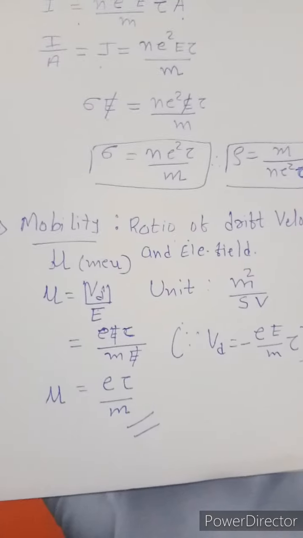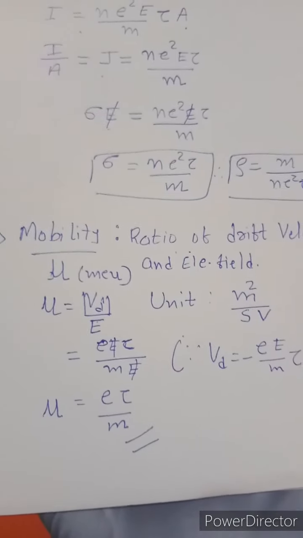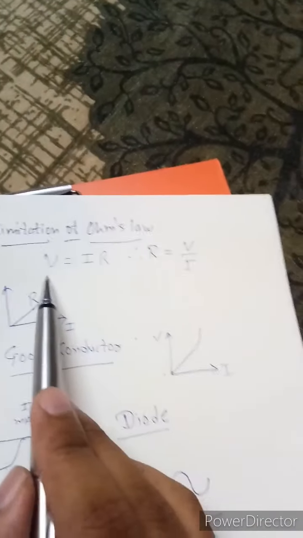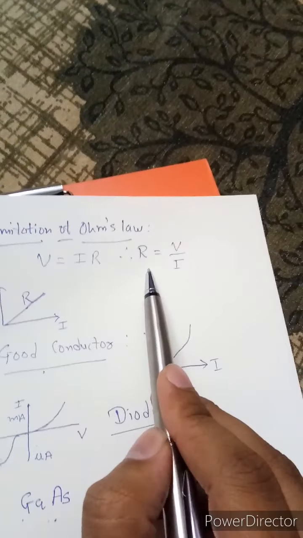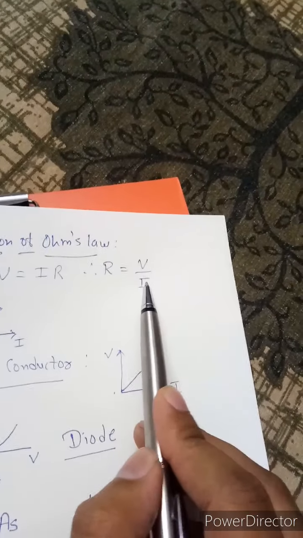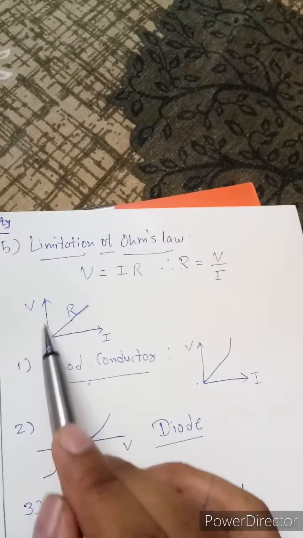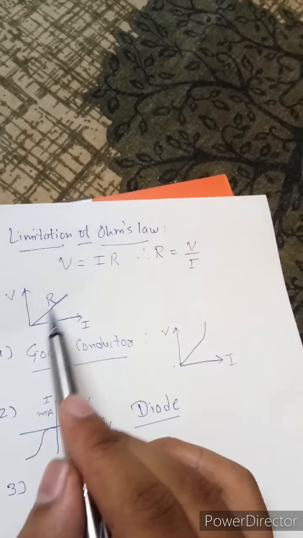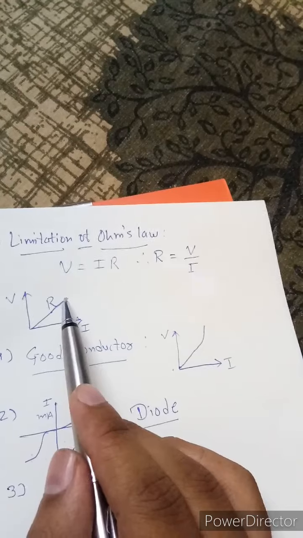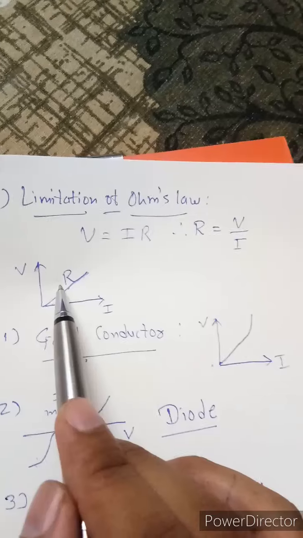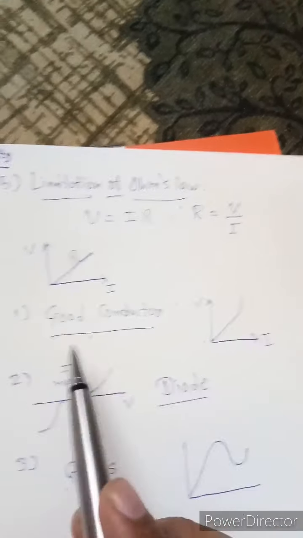Let's move to the next topic, which is the limitation of Ohm's law. As we know that Ohm's law is V = IR. From this you can find R = V/I. And if you draw a graph of resistance using voltage and current, it should be a straight line like this. This line is the line of the resistance. But it is not the same everywhere.